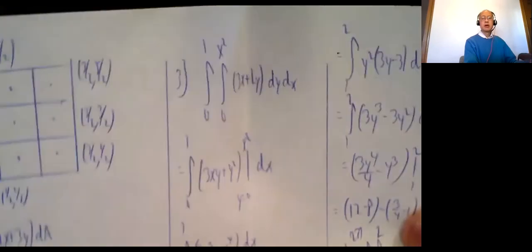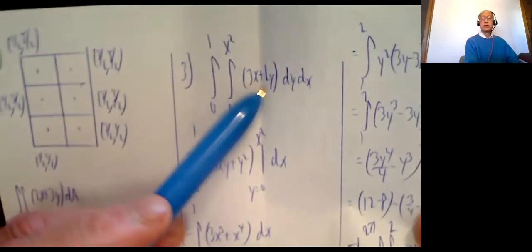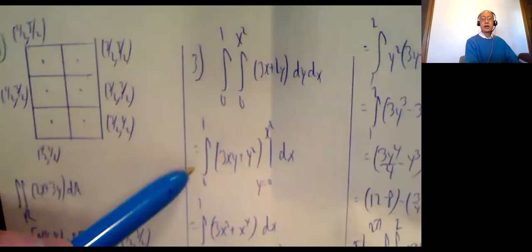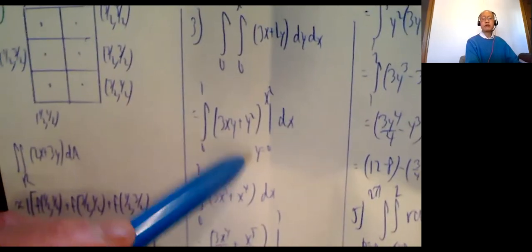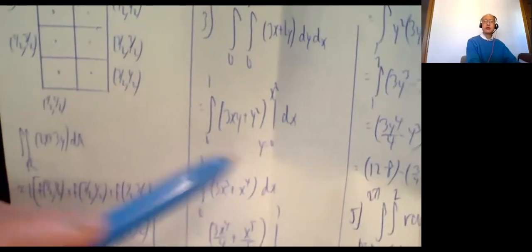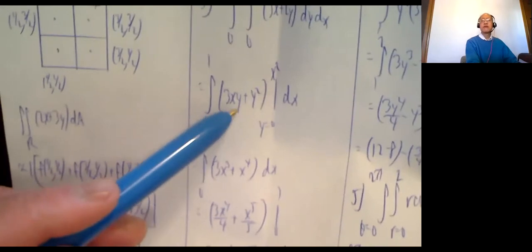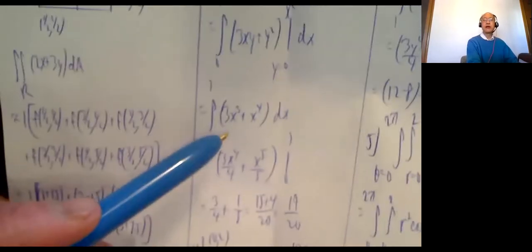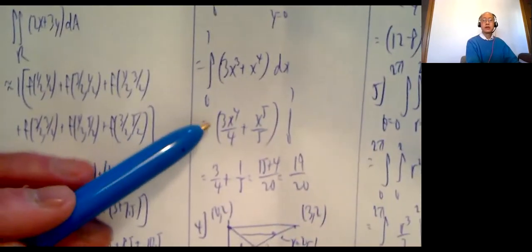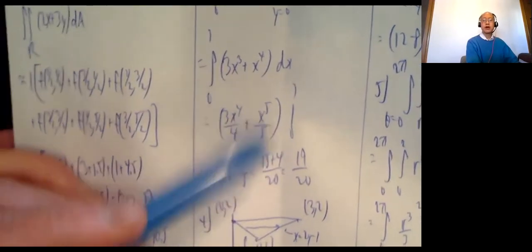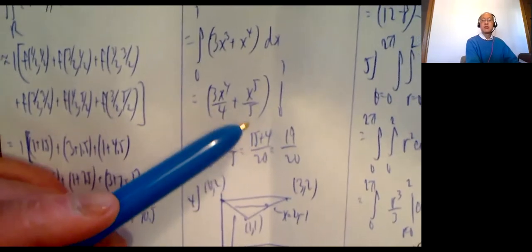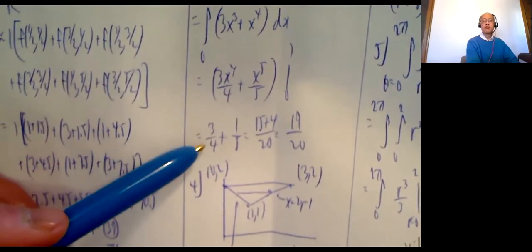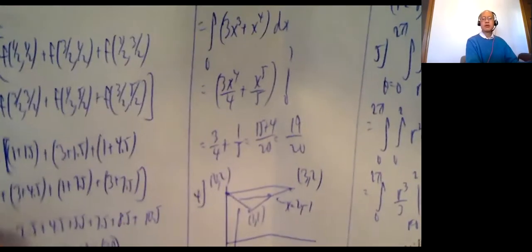Number 3, double integral. So integrate with respect to y. 3xy plus y squared. Y goes from 0 to x squared. Plug in 0, you get 0. Plug in x squared for y. I get 3x cubed plus x squared, x to the 4th. So 3x to the 4th over 4 plus x to the 5th over 5 from 0 to 1. Plug in 0, you get 0. Plug in 1, 3/4 plus 1/5, 19 over 20.